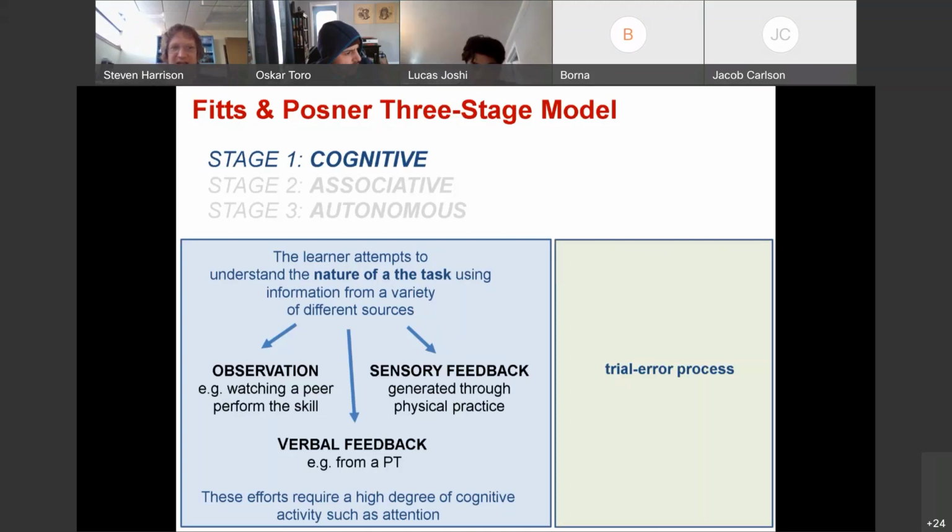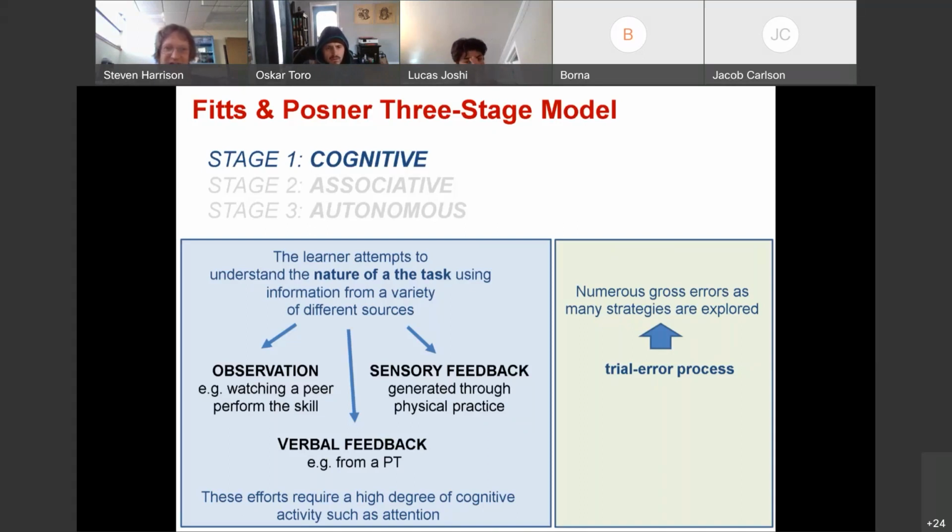Now, in this model, what's going to happen during this particular stage of motor learning is going to be a trial and error process. You're going to be trying out multiple different ways of performing the action. What does this mean? This means that if someone is in this stage of motor learning, one of the signs is that you're going to see numerous big errors as they're trying different strategies to do the task.